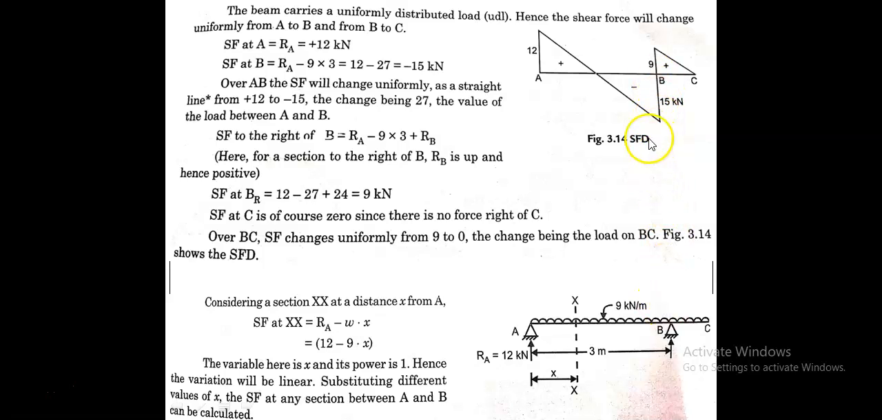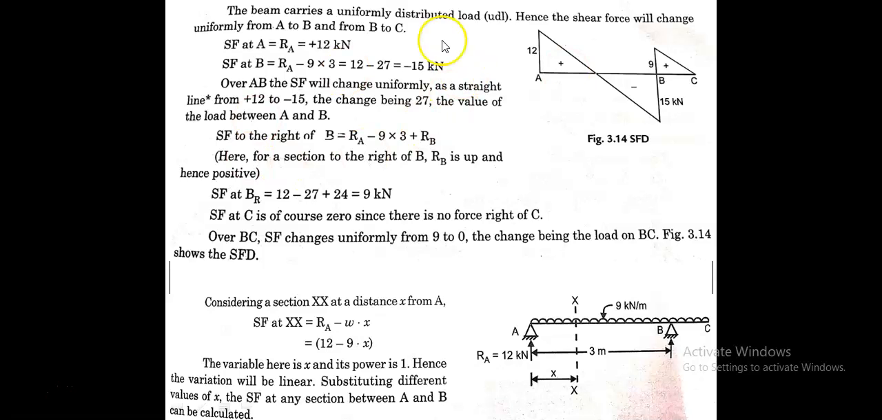Okay, at B there is an upward force of how much? It has been calculated as 24 kilonewton. Therefore there will be an upward positive 9, because 15 and 9 upward forces. Then again the load is varying up to C. Its span is 1 meter and that is 9. So the 9 comes down to C and meets at 0 at C. Like that we can draw the SFD for this overhanging beam.